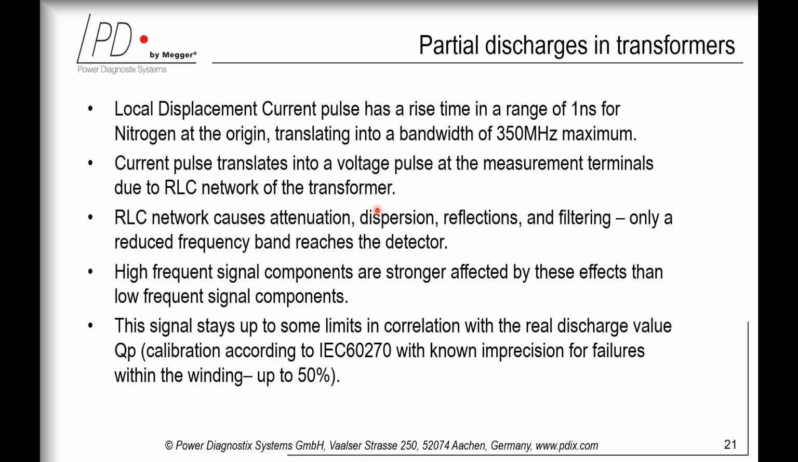Despite the effects mentioned before, the signal stays, up to some limits, in correlation with the real discharge value at the origin. However, for failures within the winding, the deviation between real and measured charge is known to be up to 50%. Due to this known deviation, it's then called apparent charge.